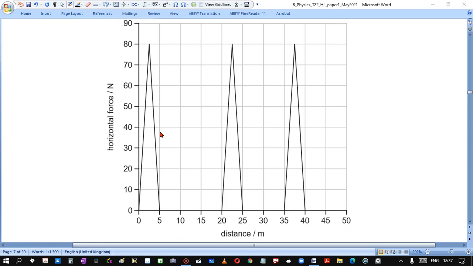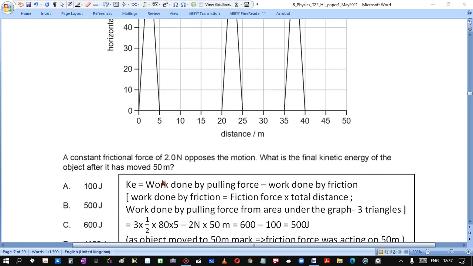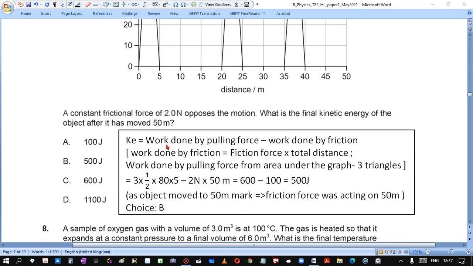So work done by this force is the area under the graph, and we have a constant friction force that is working over this distance. A constant friction force of 2 newtons opposes the motion. What's the final kinetic energy of the object after it has moved 50 meters? So kinetic energy will be work done by pulling force minus work done by friction. Work done by friction is friction force times total distance, 50 meters. Work done by pulling force is from the area under the graph, 3 triangles. So area of 3 triangles minus friction force times distance gives us 500 joules, which is choice B.